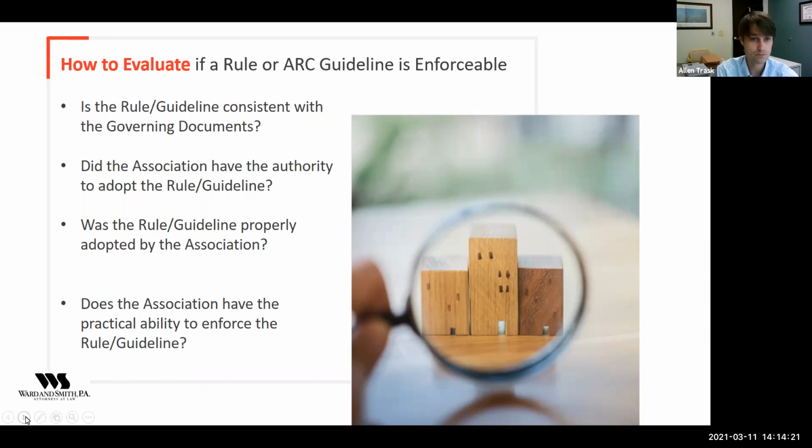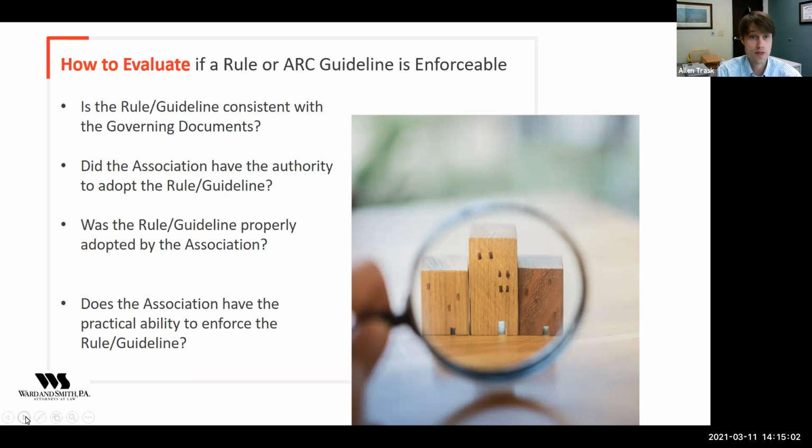So we've talked a lot about the hierarchy of the documents, and just a threshold question is, that rule or that guideline, is it consistent with what the governing documents say? Eric gave a great example about trying to expand a minimum heated square footage. Same thing applies to setbacks, landscaping, anything like that. If the declaration allows for live oak trees throughout, but the board later adopts a restriction against live oak trees, I mean, that's the type of thing that can get a community association in trouble.